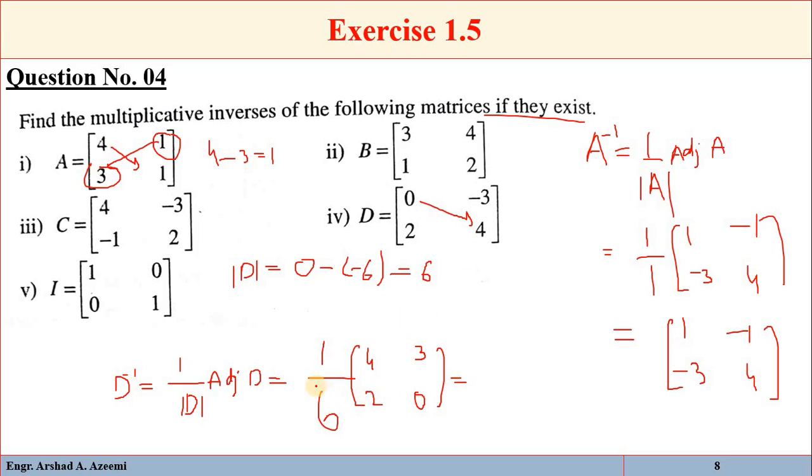Now just simplify it. 1 over 6 multiplied by 4, so you will get 2 by 3. Okay, 1 over 6 multiplied by 3, so you will get 1 by 2. Okay, 1 over 6 multiplied by 2, you will get 1 by 3. 0 multiplied by 1 over 6, you will get 0. So this is the multiplicative inverse of matrix D. Okay, similarly it will be determined for B, C and A. Just find out its determinant and multiply it with the adjoint of the same matrix.